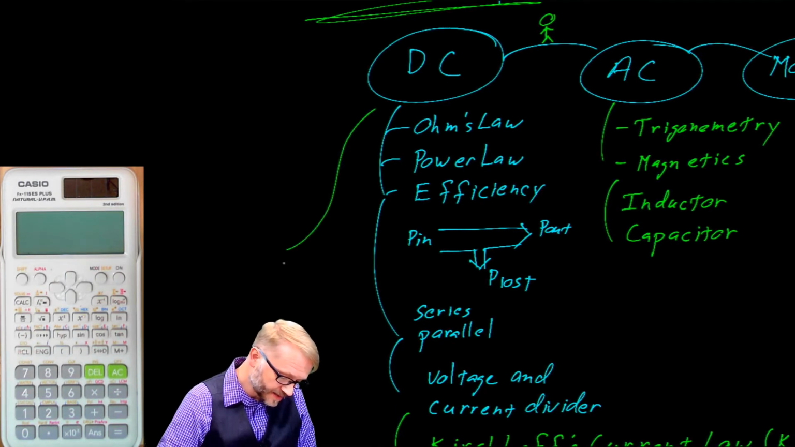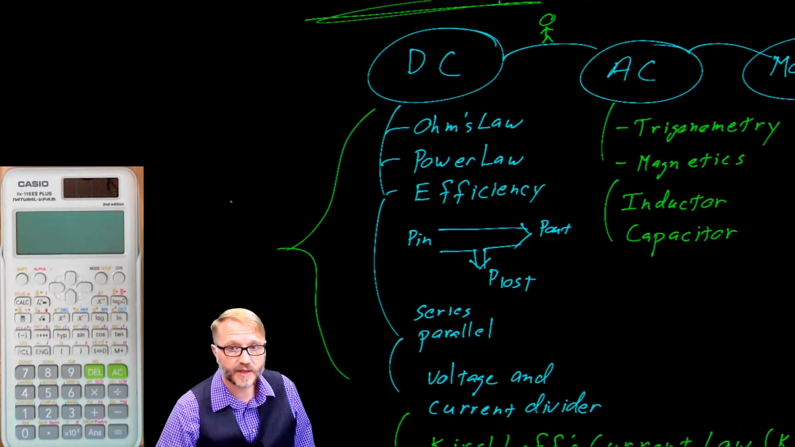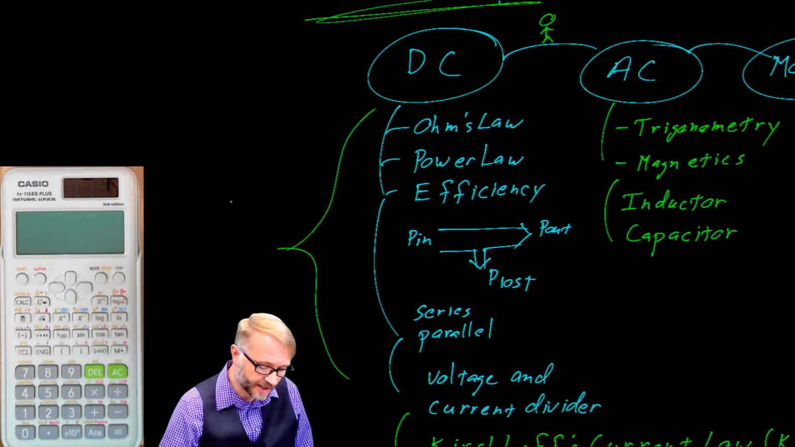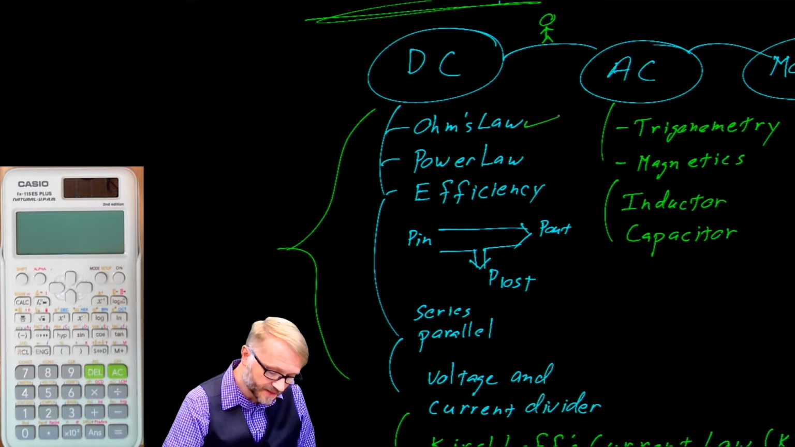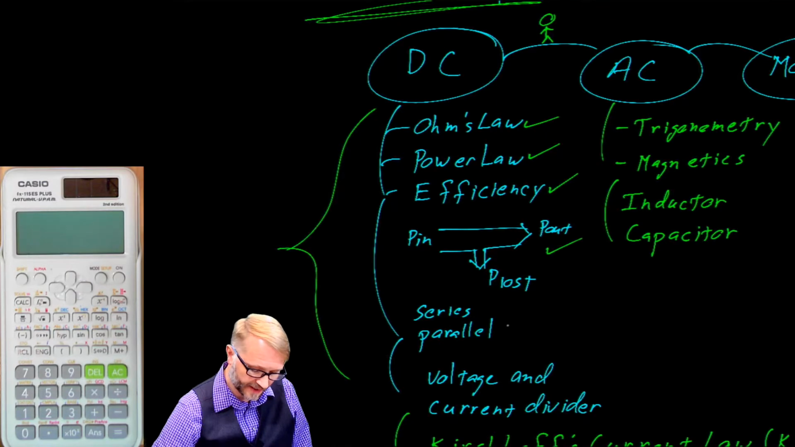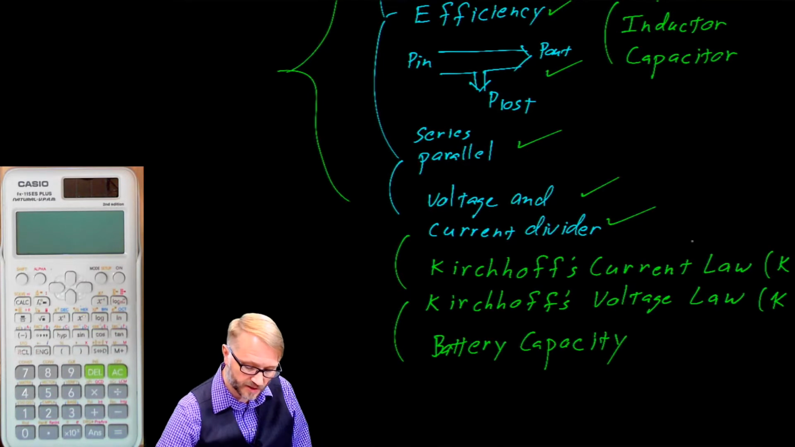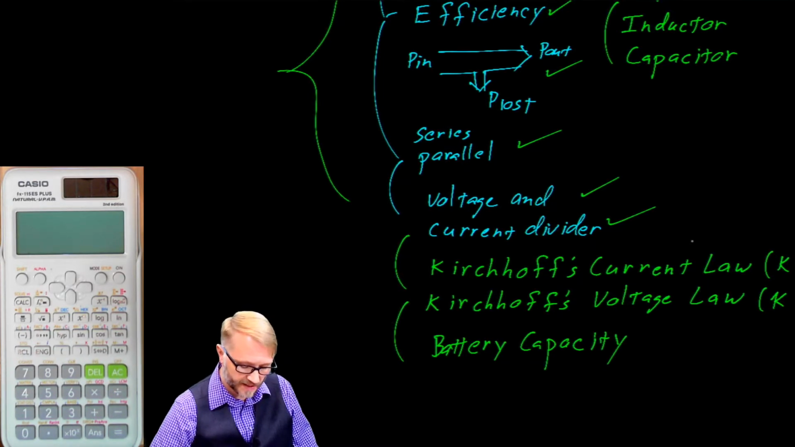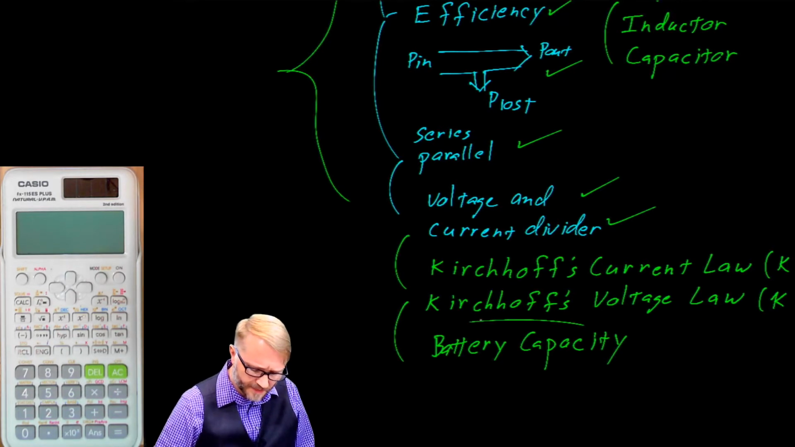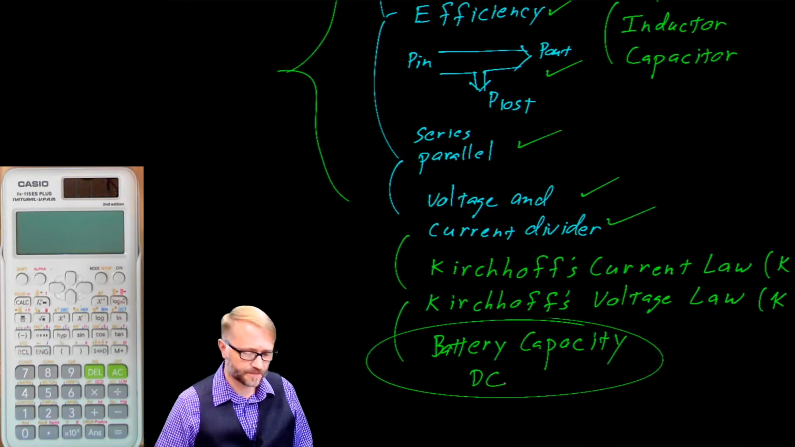All of these things that we talked about in the world of direct current are also applicable to the world of alternating current. Ohm's law is still with us. Power law is still there. Efficiency, these power flow diagrams. We can have series parallel AC circuits, voltage divider, current divider, and Kirchhoff's current and voltage laws. They all apply equally to AC and DC, except for the battery, because batteries are a DC device.